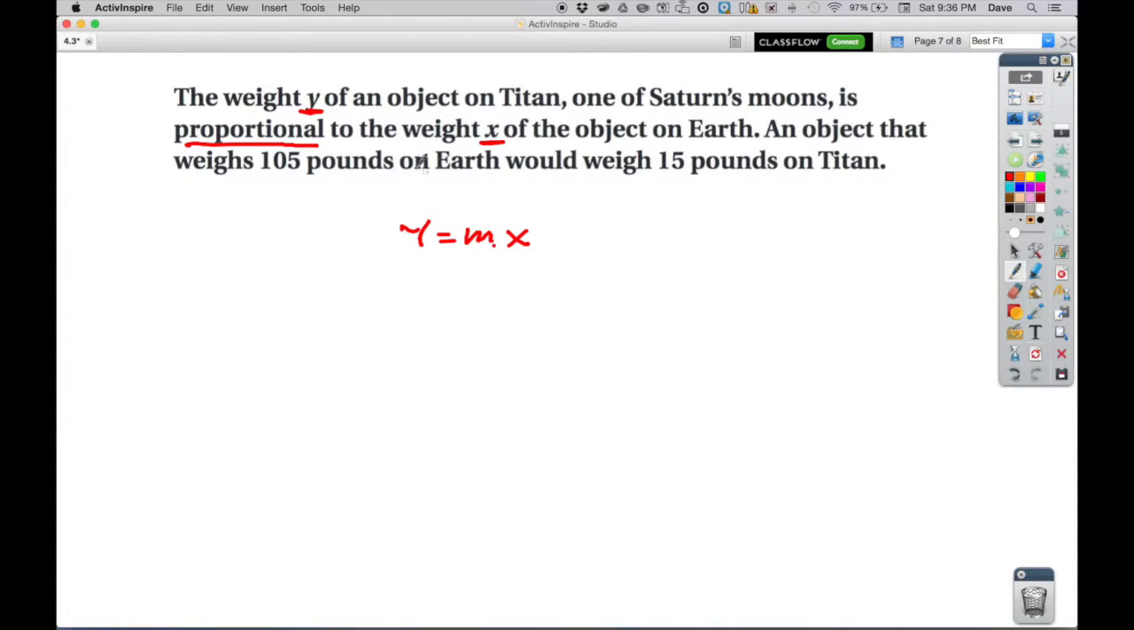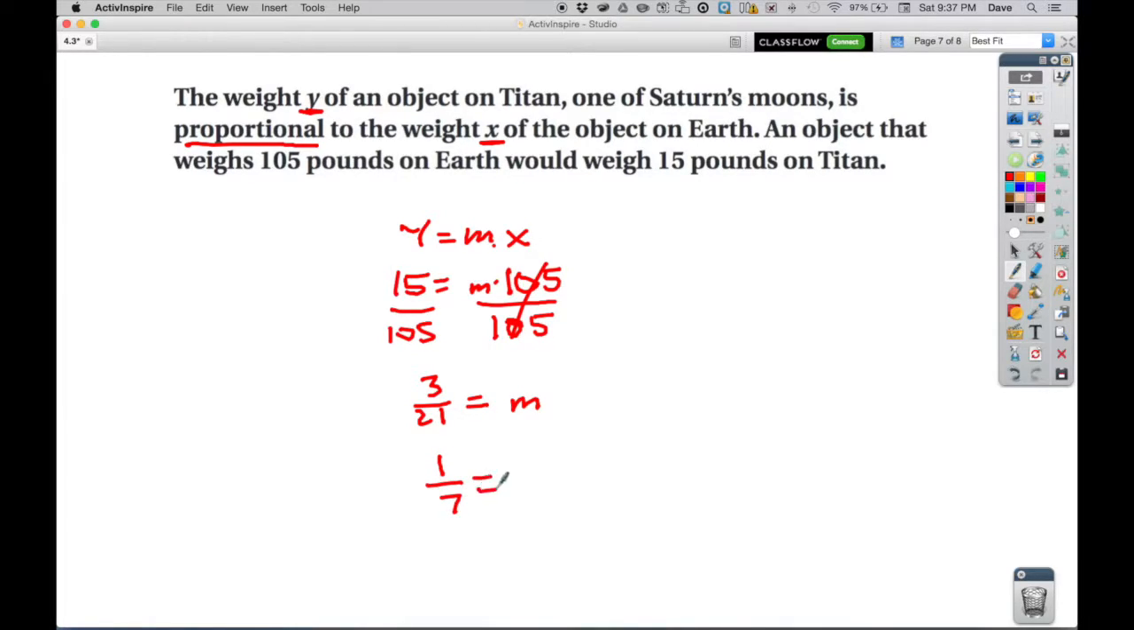Alright, so let's plug in what we've got. An object that weighs 105 pounds on Earth would go in for x times m, and it would turn out that it would weigh 15 pounds on Titan. So, to solve for m, I divide by 105. Divide by 105. These cancel. So the constant of proportionality in this situation, if I reduce this fraction, is going to be, let's see, 3 over 21, which reduces down to 1/7.